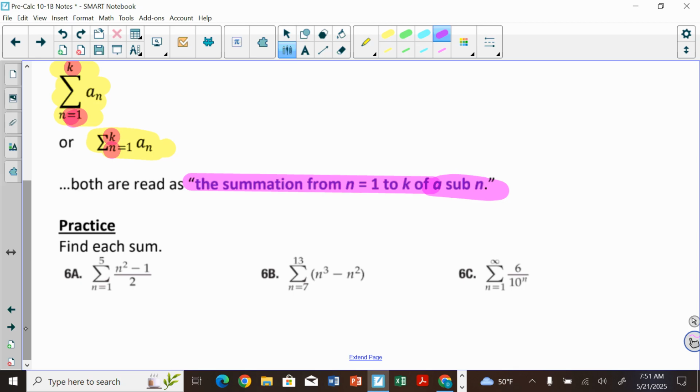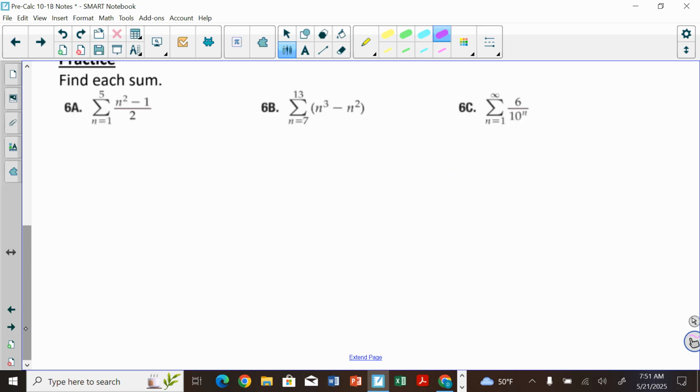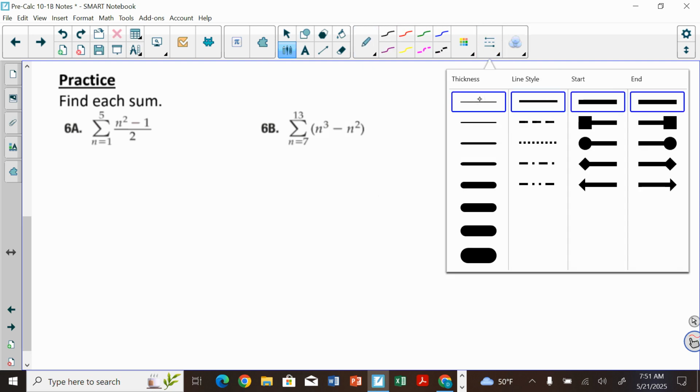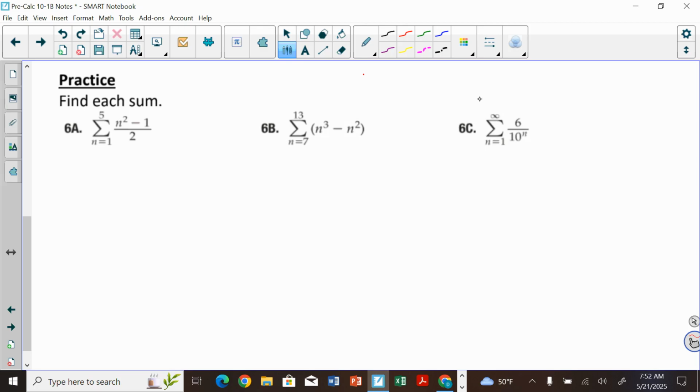So with 6A, we'll go through this one together and look at it. So 6A is saying the sum from n equals 1 to 5 of (n squared minus 1) over 2. So that means we've got to do these 5 terms, okay? So let's go ahead and do that. So here will be 6A. We'll say this is 6A here. We'll go horizontally, so we'll write out all of these.